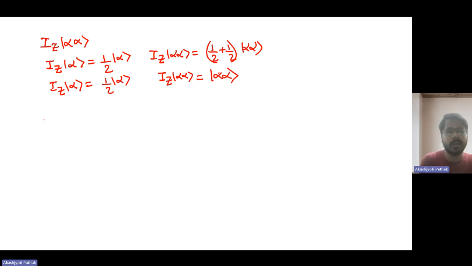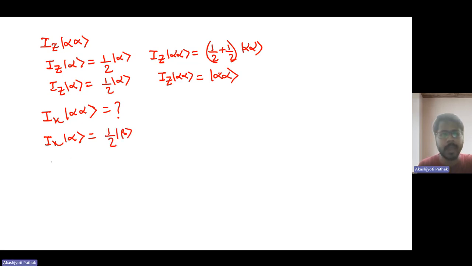Now we will look into why the other options are correct. If the Ix operator acts on alpha alpha, what will happen? First the Ix operator will act on alpha, and what we saw is that the Ix operator mixes the two states. So for alpha, we will get plus half beta. And when this one will act on the other.